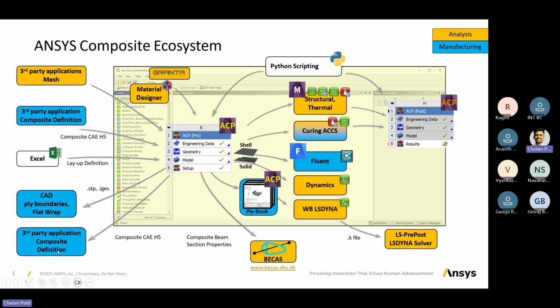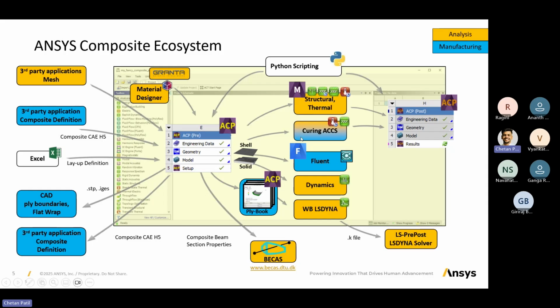You can even define the composite definition using a third party application over here. You can export whatever composite definition you have done to any third party application as well. All these things can be done using the Ansys ACP Pre module. Then this module itself can be exported either in terms of shell or solid geometry. Whatever modeling you have done, either surface modeling or solid modeling, can be exported and used for performing different kinds of simulations.